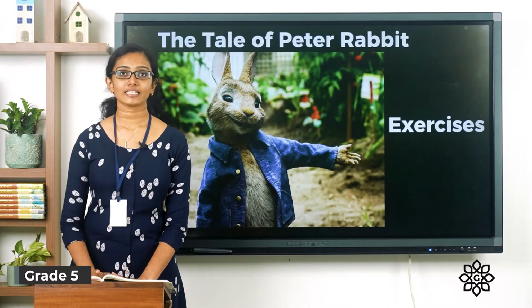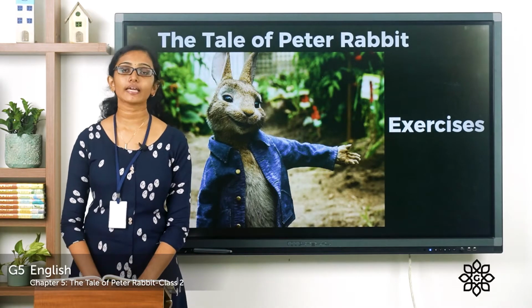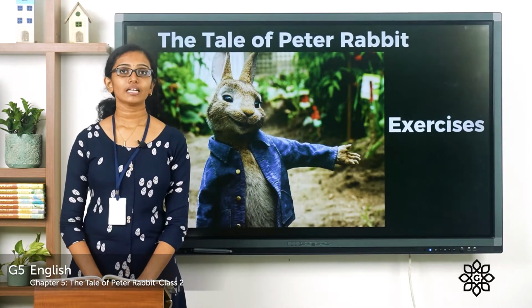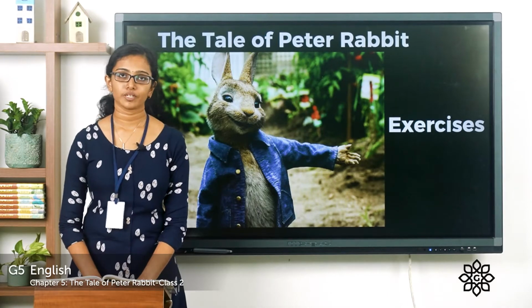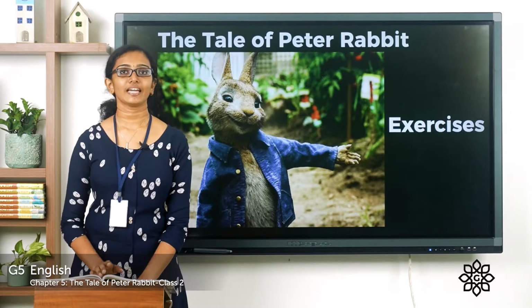In the previous class, we learned the story of Peter Rabbit. I hope you have read the story again and again. So today, let's see a few exercises from the chapter. All of you, please take your English reader and turn to page number 68.